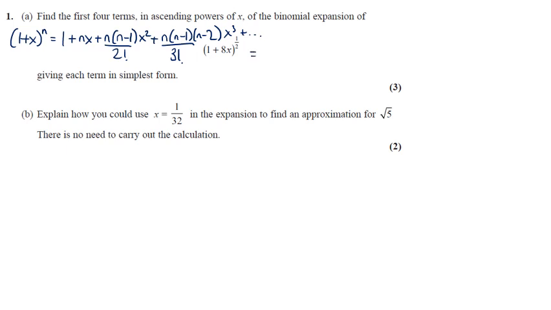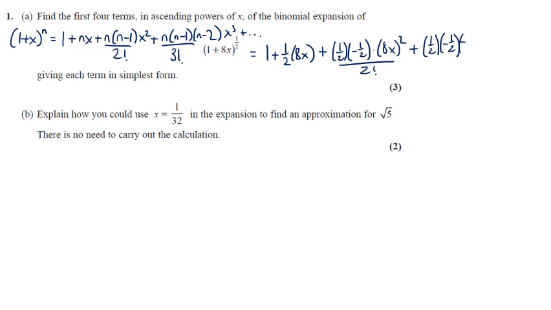Okay, so for this one we've got 1 plus a half, and then our x value is 8x here, so the second term in the binomial, and then plus a half times (a half minus 1), which is minus a half, times (8x) all squared divided by 2 factorial, and then a half times minus a half times minus 3 halves, then (8x) cubed this time, divided by 3 factorial. That's 4 terms, so we stop there.